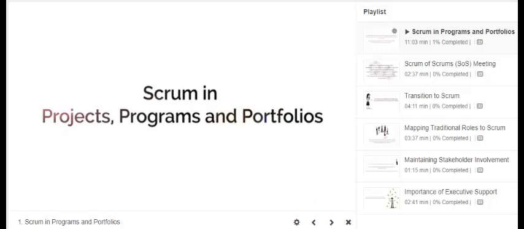In this video, we're going to look at how Scrum is used in projects, programs, and portfolios. Before we start, we need to have a clear idea about these three terms. Let's go through them one by one.